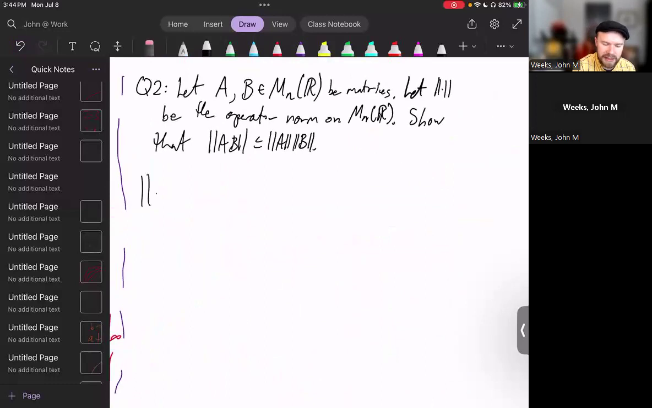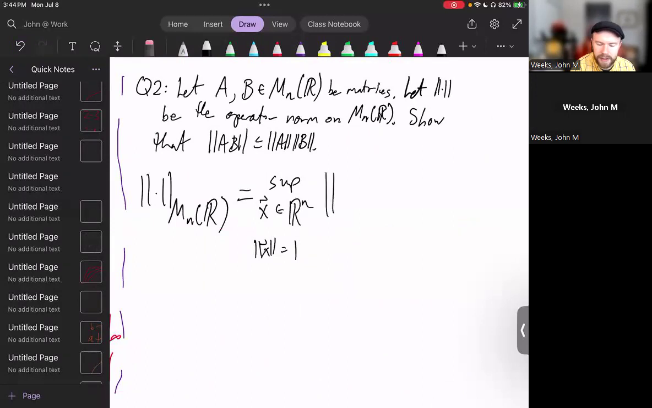Now let's remember that the operator norm on the n by n matrices is something we talked about back in the video lectures for 8-1. And that norm looks like this. It is equal to the supremum over all vectors x inside of the space that we're looking at, which would be R to the n, such that the norm of x is equal to 1, of the norm of A times the vector x.